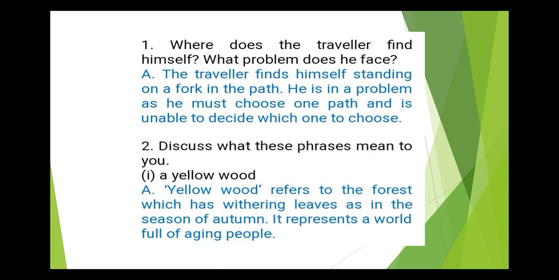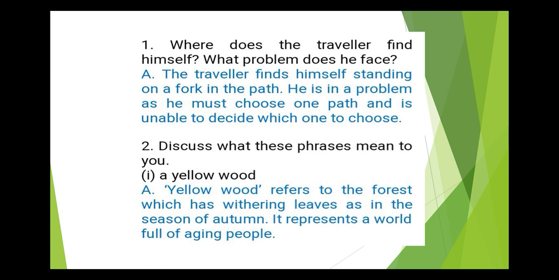Some questions. Where does the poet find himself? What problem does he face? The traveler finds himself standing at a fork in the path. He is in a problem as he must choose one path and is unable to decide which one to choose.